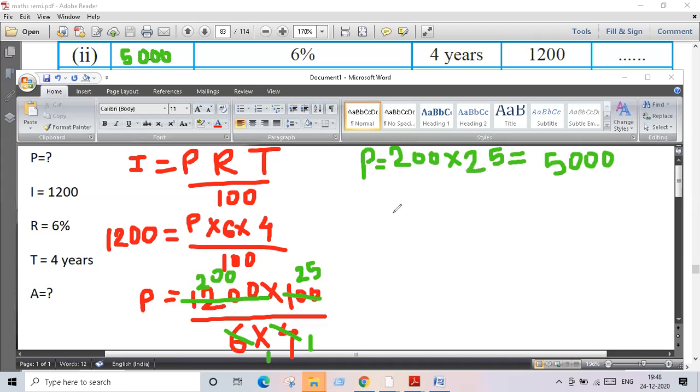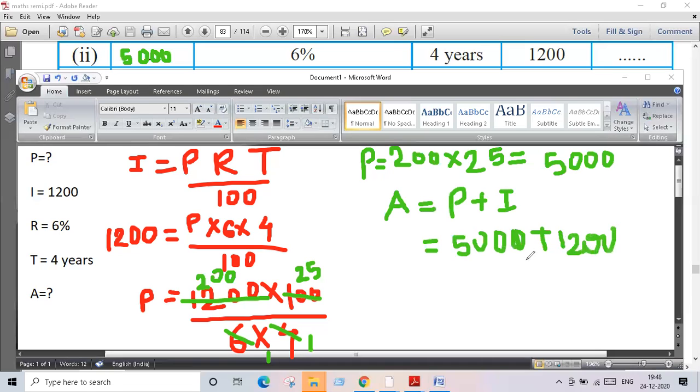Then we want A also. A is what? P plus I. That is 5,000 plus 1,200. So answer is what? 6,200. A caster, P caster, we have already discussed with in our previous lectures. So 6200 इथे add होना तुमचे 6200. Okay.